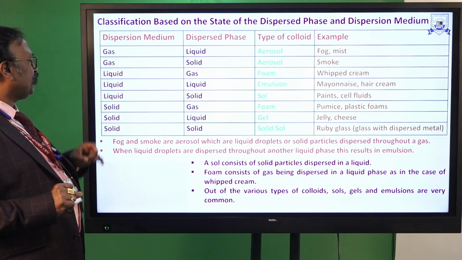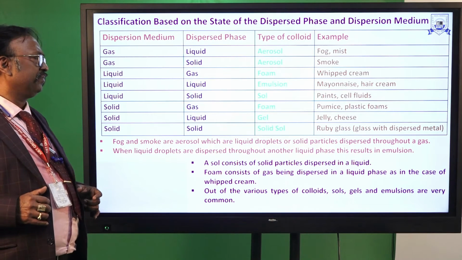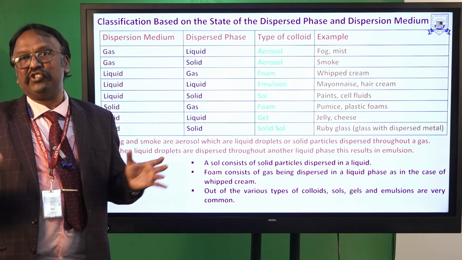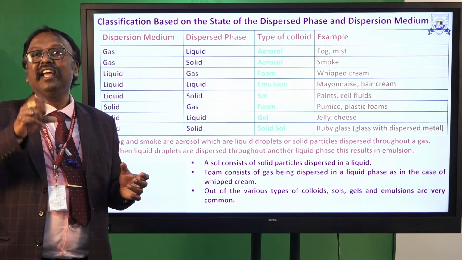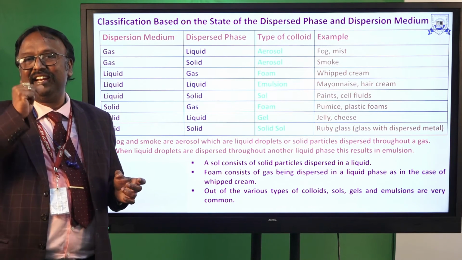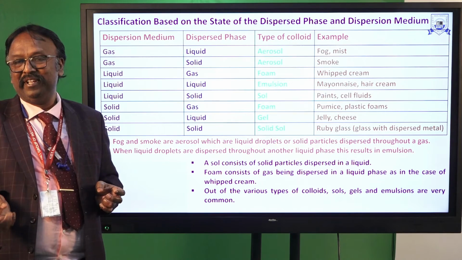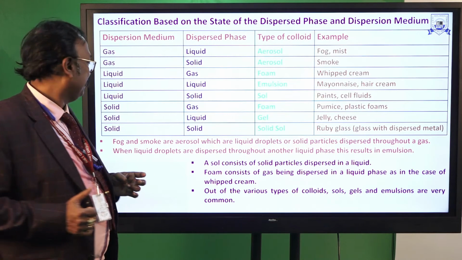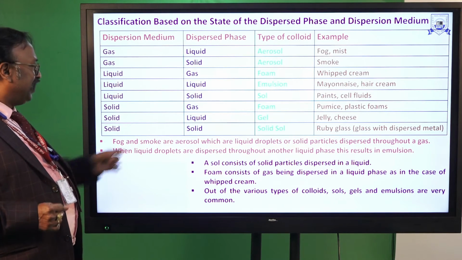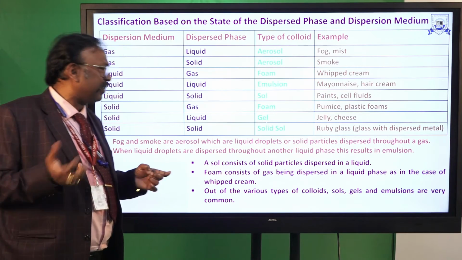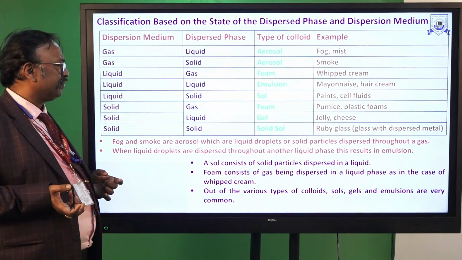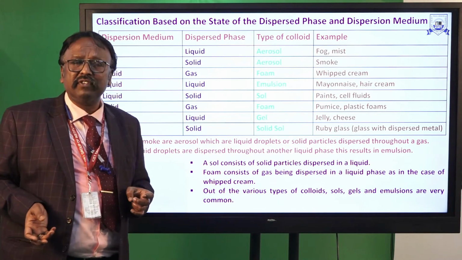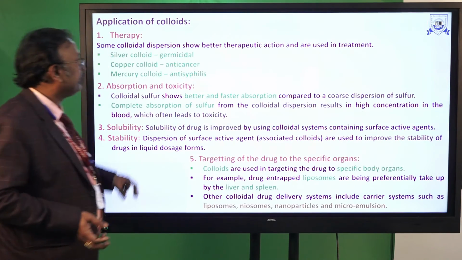Fog and smoke are aerosols, which are liquid droplets or small solid particles dispersed in gas, in the form of a fine mist. We already mentioned the mouth inhaler in case of asthma. The fine droplets are produced and they may reach the lungs. And a sol consists of solid particles dispersed in a liquid. These are the different classifications based on the state of dispersed phase and dispersion medium.